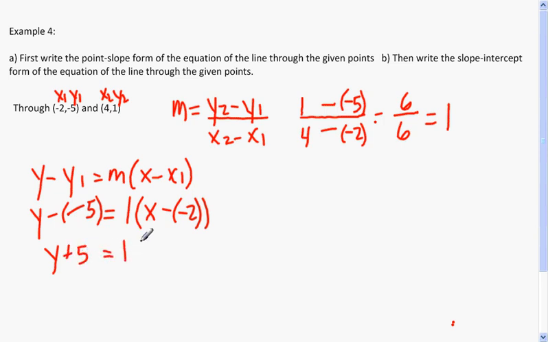Rewriting this, we have y, 2 negatives is a positive 5, equals 1, parentheses, x plus 2. 2 negatives makes a positive 2. Note, you could also write it like this, because multiplying by this 1 here is not going to get us anywhere. So there's also your point-slope equation.